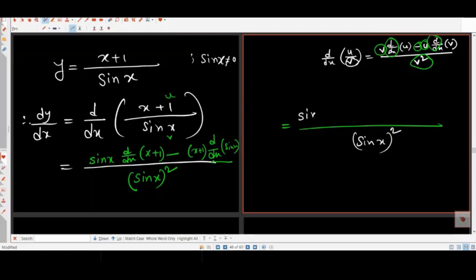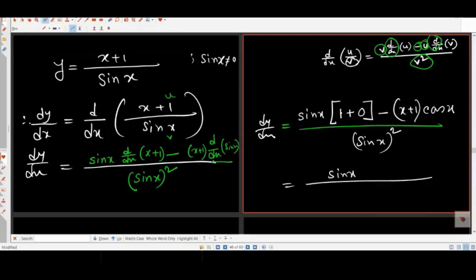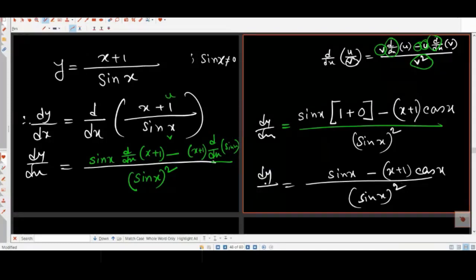In the numerator, we have sine x. Now, d/dx of x is 1. d/dx of 1, d/dx of any constant is 0. Negative, here we have x plus 1. So this is x plus 1. d/dx of sine x is cosine x. So on the left side we have dy/dx. So now we can see that the result that we have found is sine x times 1, which is sine x, negative x plus 1 times cosine x, over sine x whole squared, equals dy/dx.